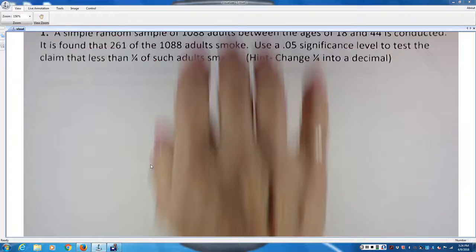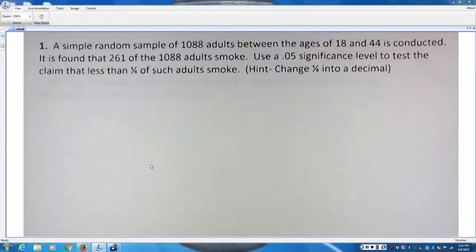So here's our first problem. It says a simple random sample of 1,088 adults between the ages of 18 and 44 is conducted, and it's found that 261 of the 1,088 adults smoke. We want to use a 0.05 level of significance to test the claim that less than 1/4, which is 25% or 0.25, of such adults smoke.